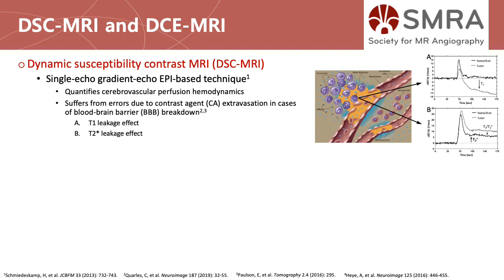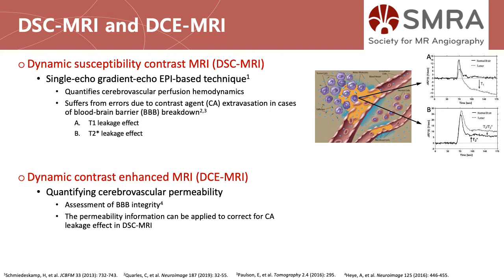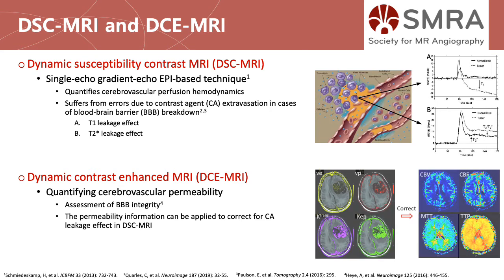It has been shown that multi-echo-based acquisitions could be used to correct for the T1 shortening effect, but the T2* leakage effect still violates the central volume principle and thus leads to quantification errors regarding the perfusion metrics. In the meantime, dynamic contrast enhanced MRI is the most widely used imaging method for assessing cerebrovascular permeability, and the permeability information can be applied to correct for CA leakage effects in DSC-MRI.